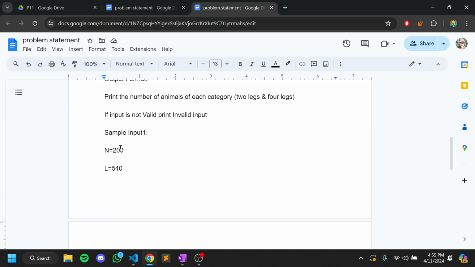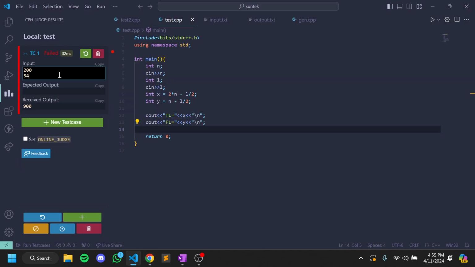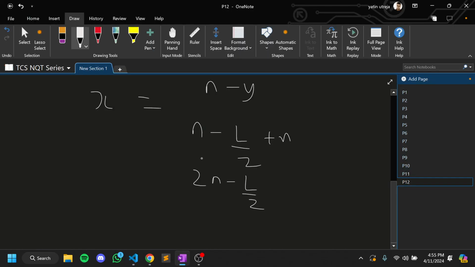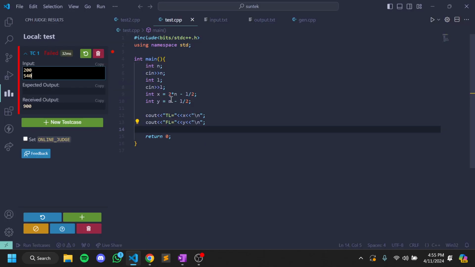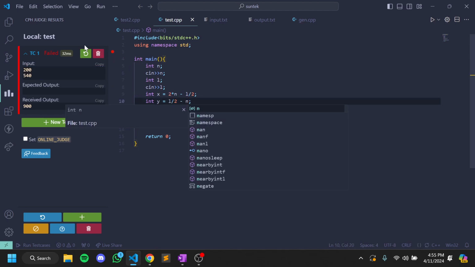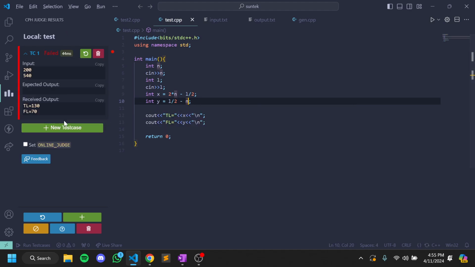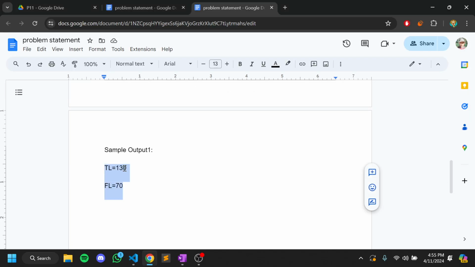Let's take up some test cases. N is 200 and L is 540. Let's see if everything is working all right. Let me check if there's a problem. I guess y is L over 2 minus n, so let's update it. Yeah, let's run this. The answer should be 130 and 70. Here we go. The answer matches exactly what is mentioned here.